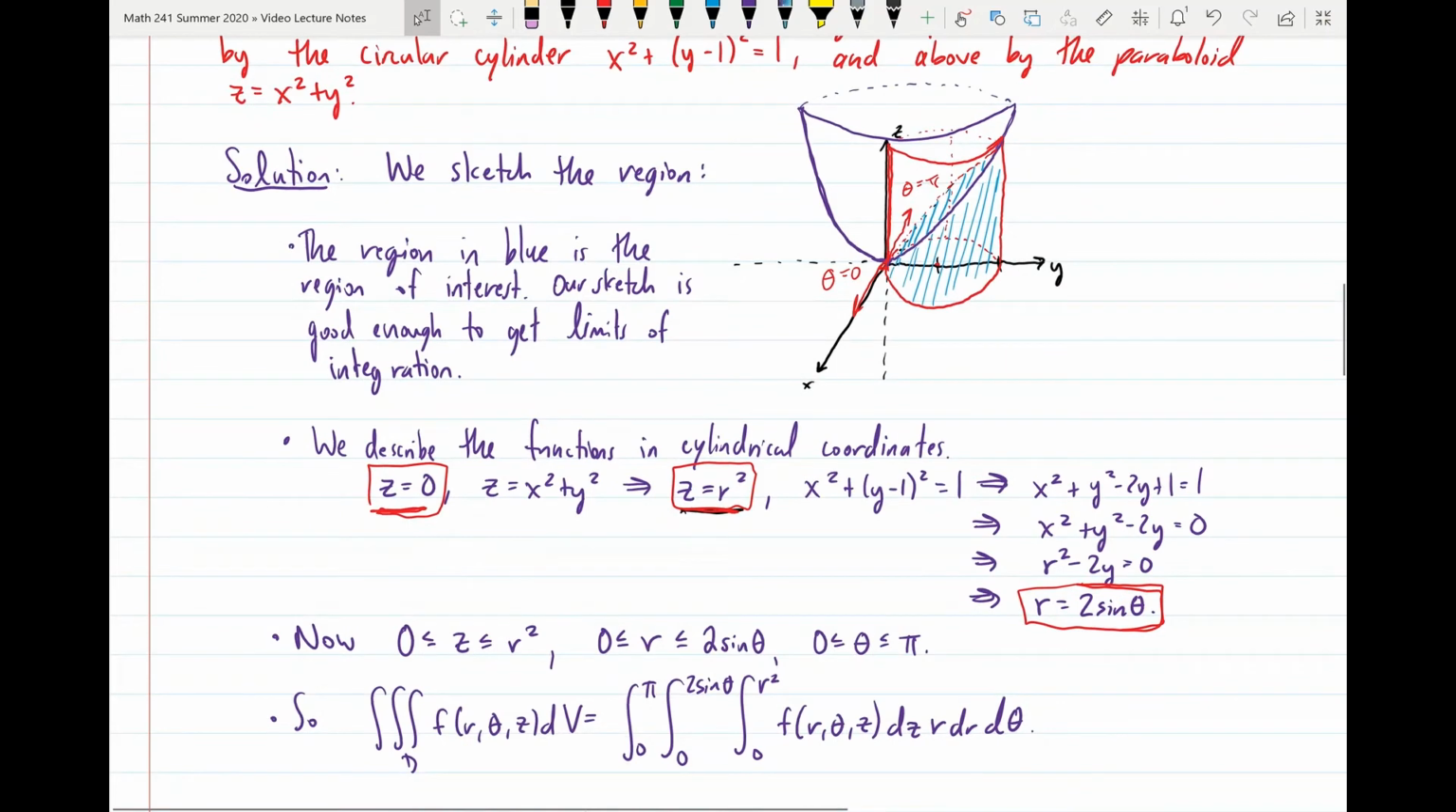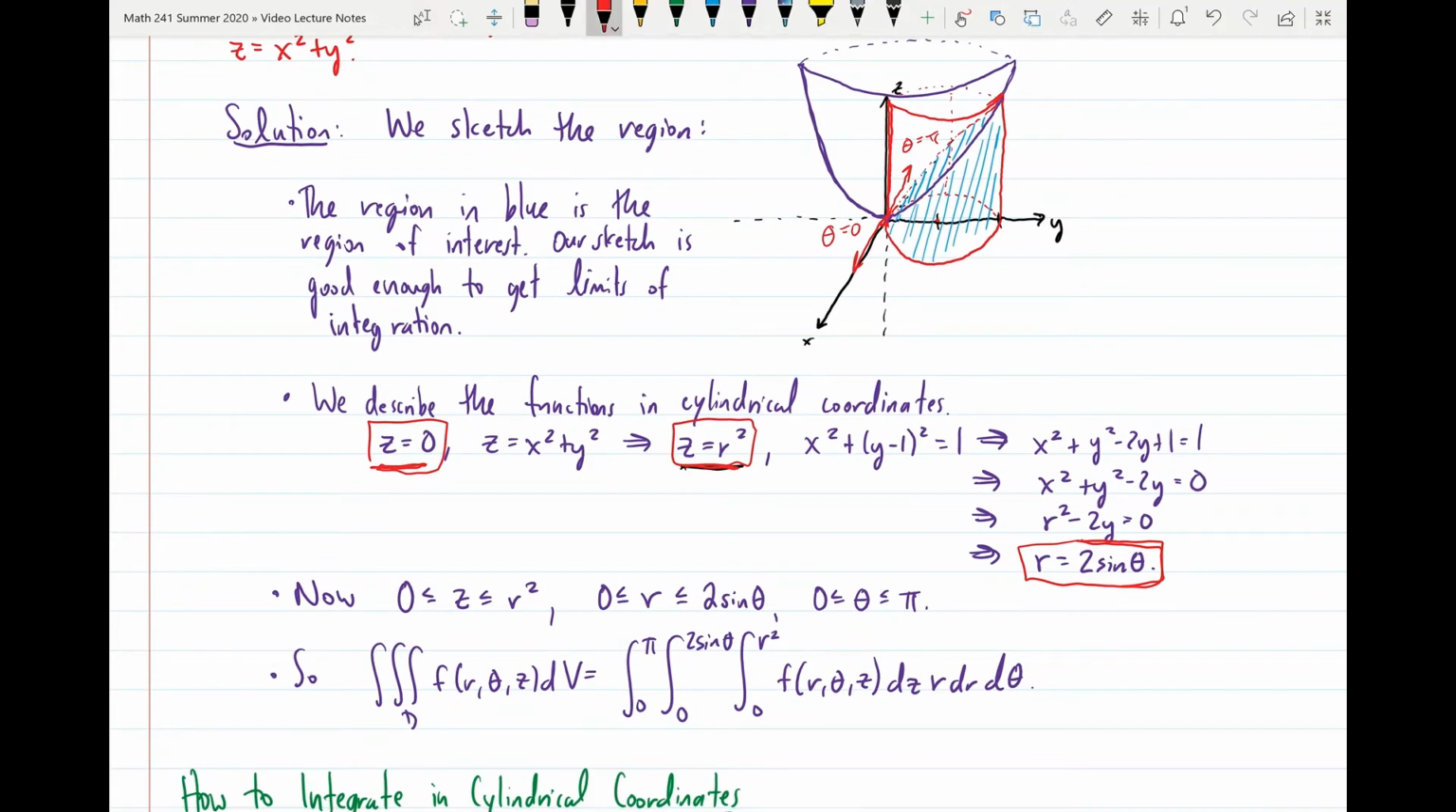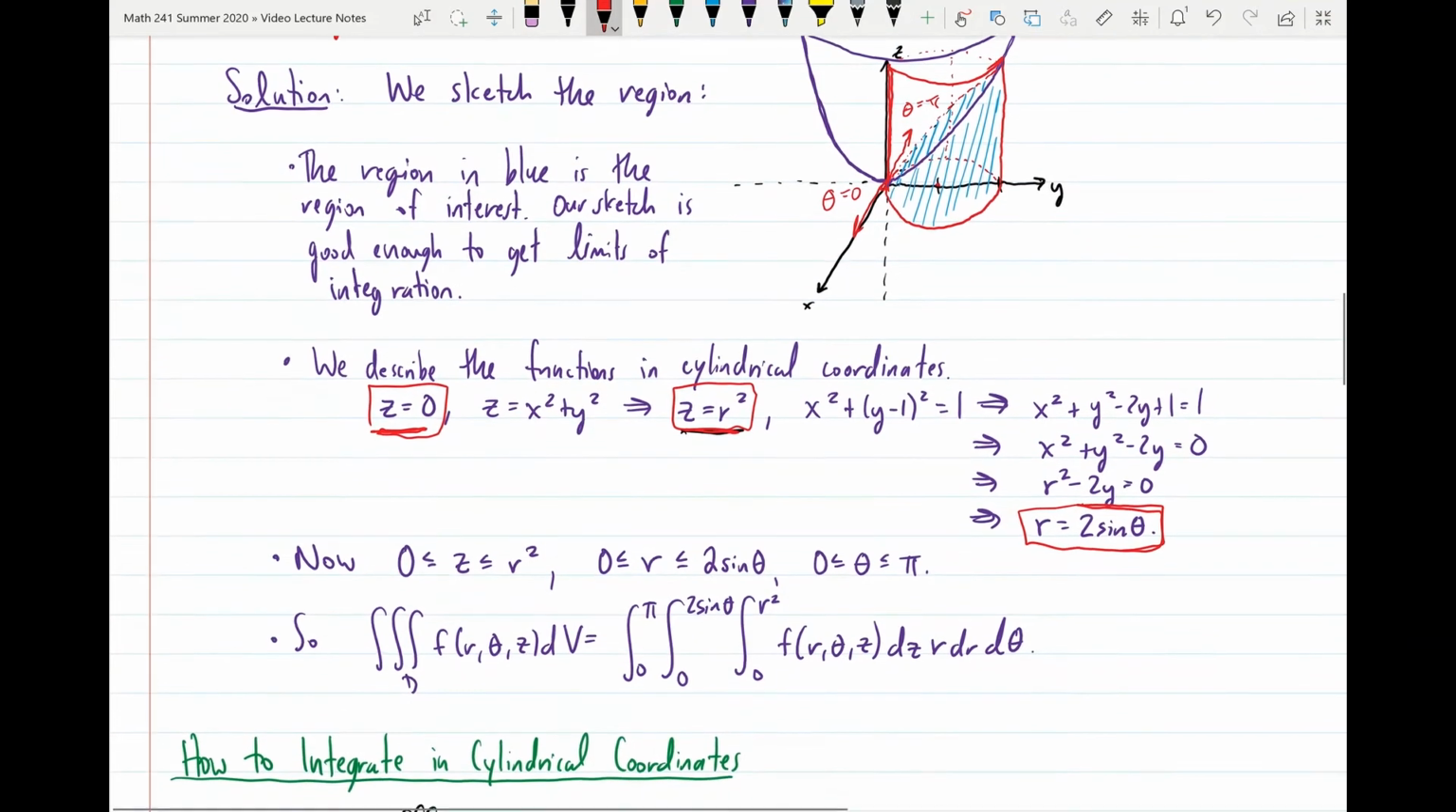We also have that r is between 0 and 2 sine theta. If you start at the origin and draw lines out through the circle inside the xy plane, you'll see that r is always going to enter that circular region at the origin, 0, and it's going to exit at the curve describing that circle, which is 2 sine theta.